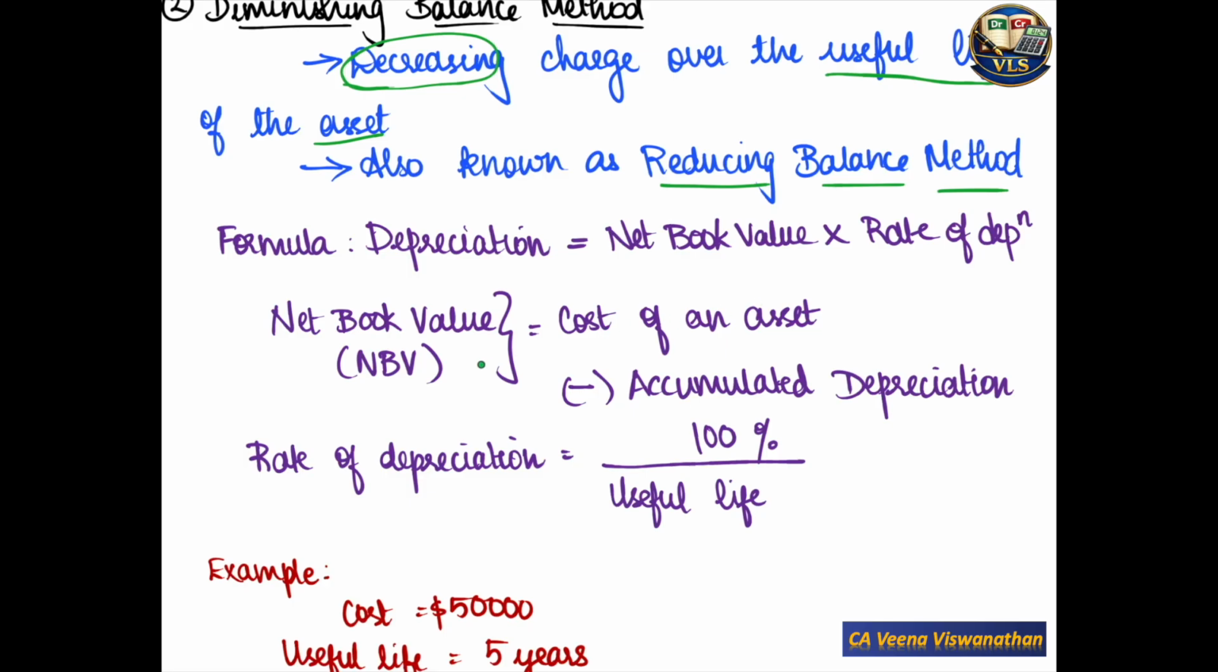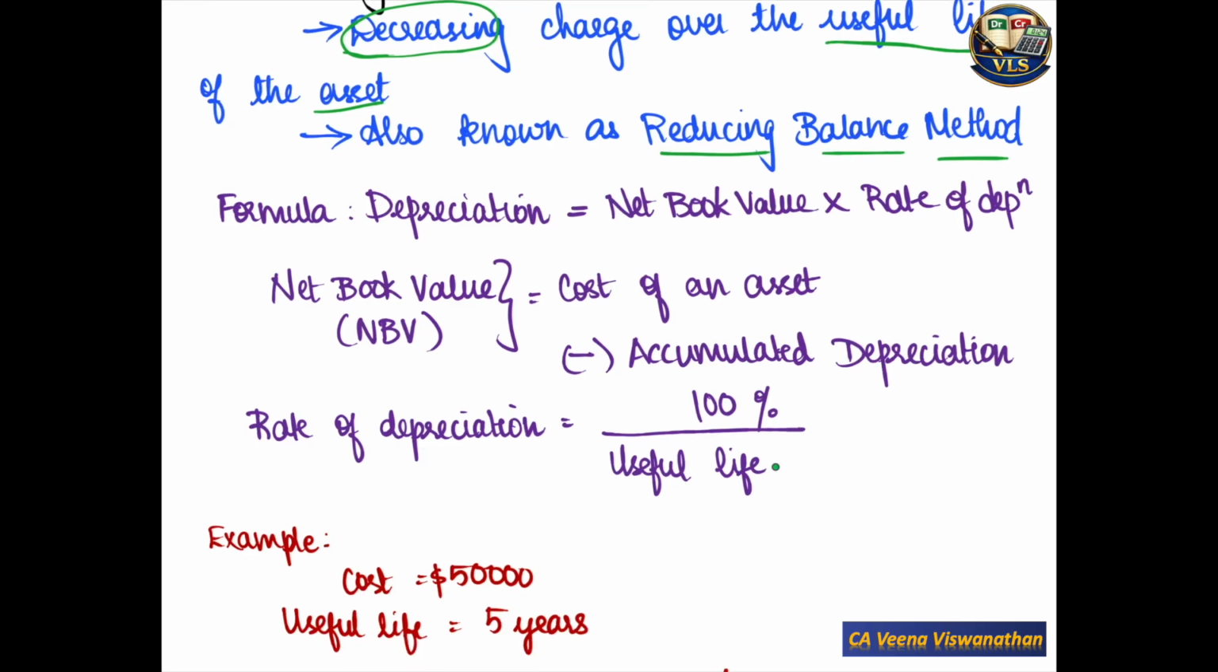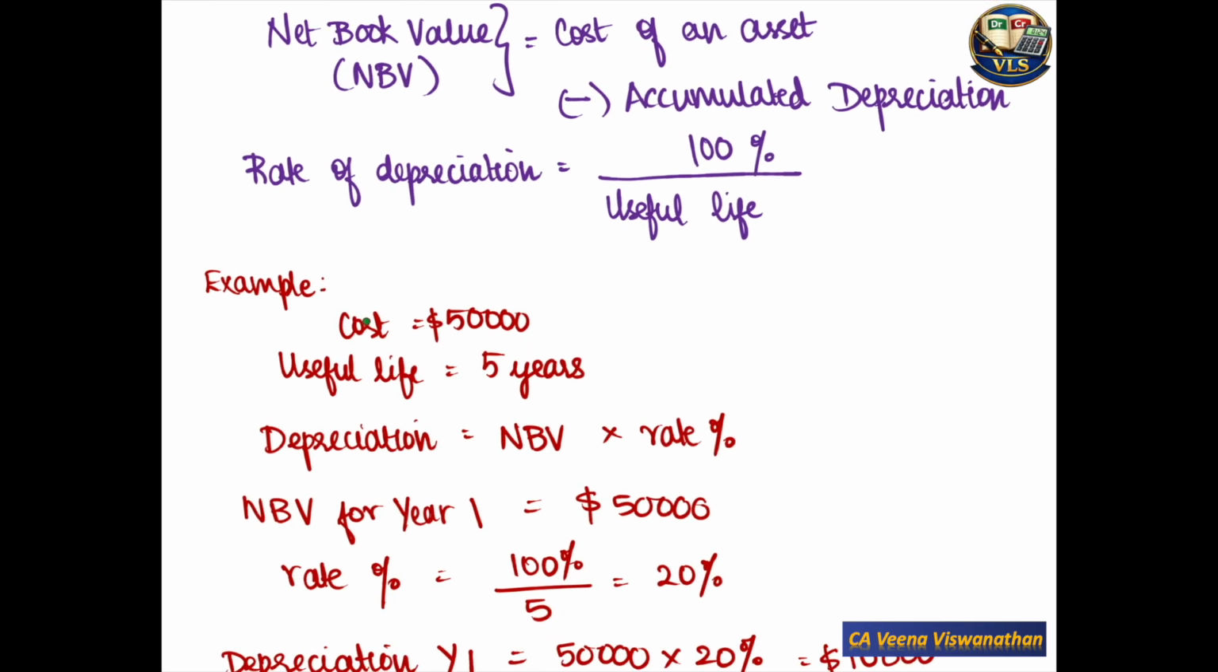What is net book value? As seen above, it is the cost of the asset minus accumulated depreciation. And rate of depreciation would be nothing but 100% divided by the useful life of the asset. Let's see an example. So I have an asset which is costing 50,000. The useful life is 5 years.